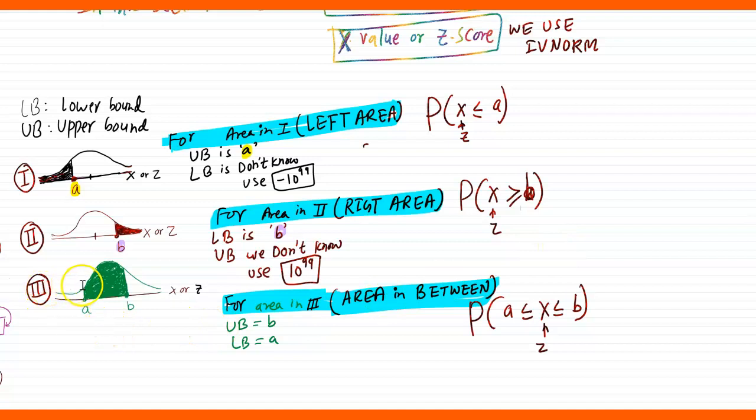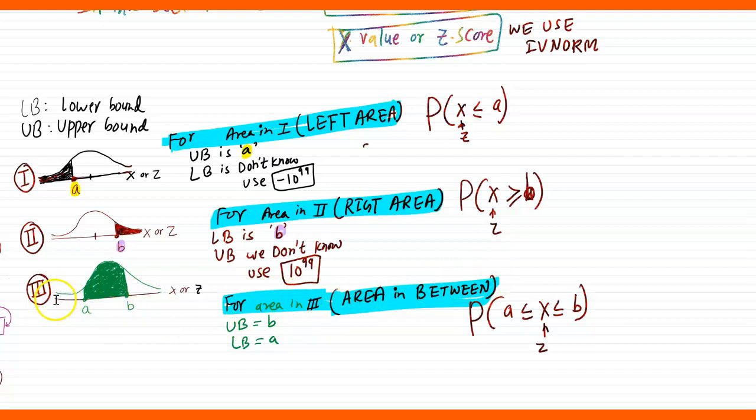For the third part, look here, this is a bounded area, because this shaded area is between A and B. Therefore, this area has lower bound A and upper bound B. To find the area, you use the upper bound as the right value B and the lower bound as the left value A. This is called the area in between two points A and B.